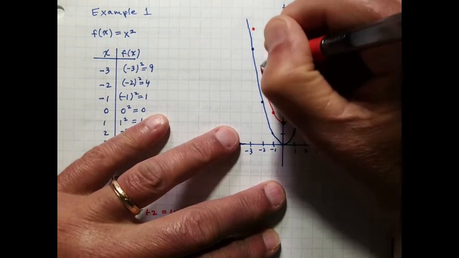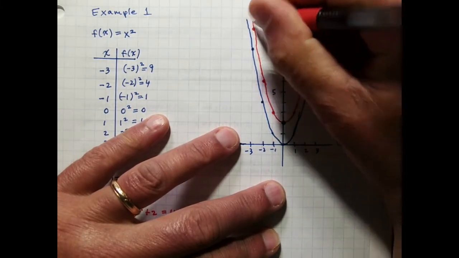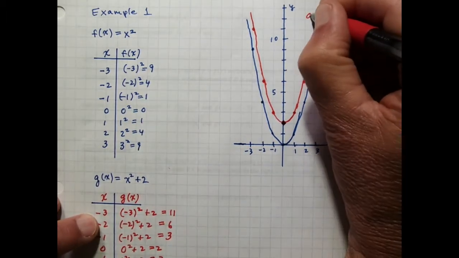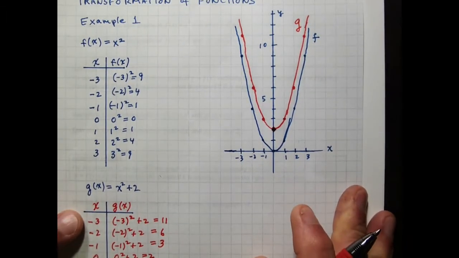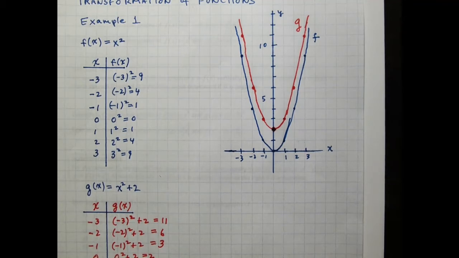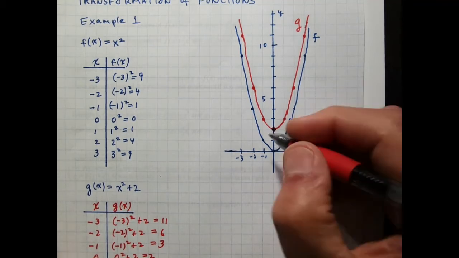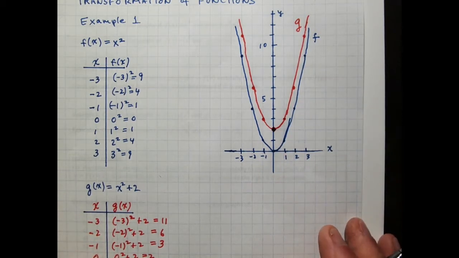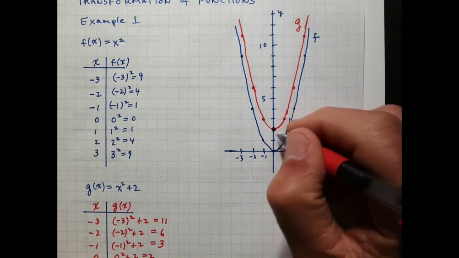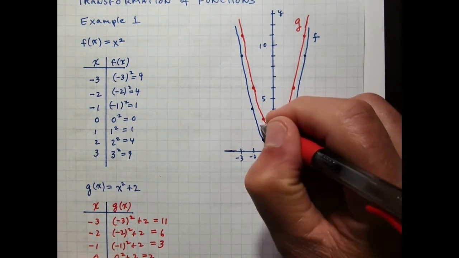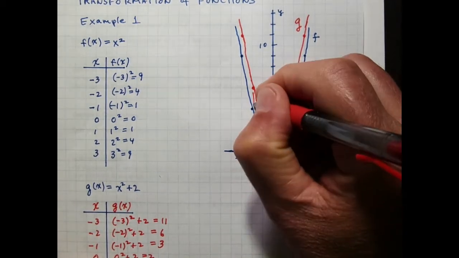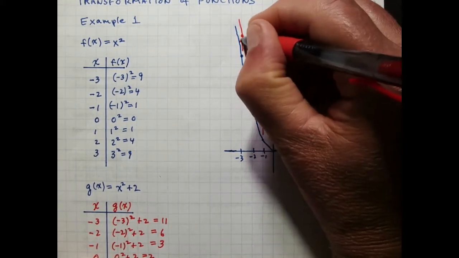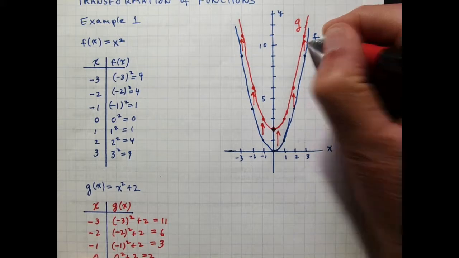And it has actually the exact same shape as F. It's just in a slightly different position. So let's label that G. So what do we see here? We see that we could get the graph of G from the graph of F just by shifting the F graph up 2 units at each point. Make each point 2 units higher.